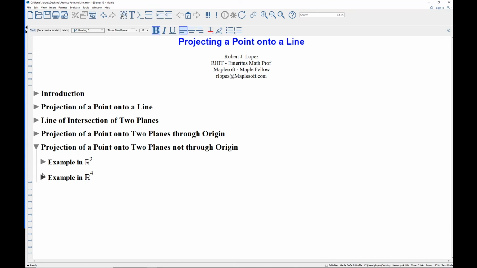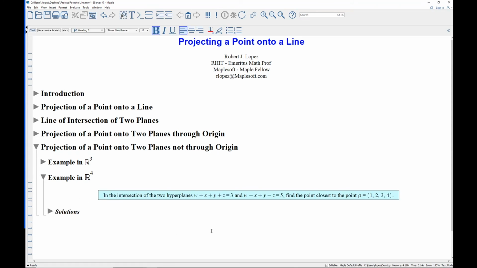And that's an example in R4 where I can't draw pictures. So this example jumps to the intersection of two hyperplanes. Because of this 3 here and this 5 here, it's not a subspace. Again, the word affine could be used. I want to project this point, 1, 2, 3, 4, onto the intersection of these two hyperplanes. Notice the order of the variables w, x, y, z.